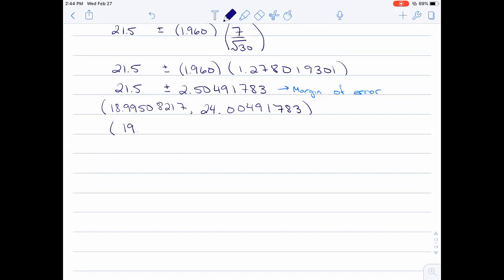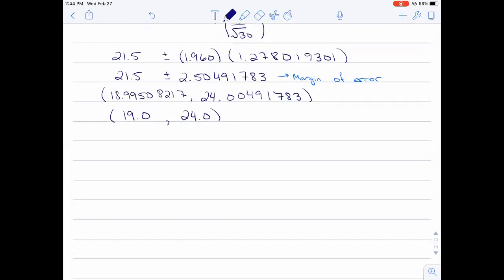So I get 19.0 to 24.0. I'm putting the 0.0 because 19 is not the same as 19.0, right? I know, weird, but it's not. Okay. And notice, right, round brackets, lower bound, comma, upper bound, and round bracket, of course.